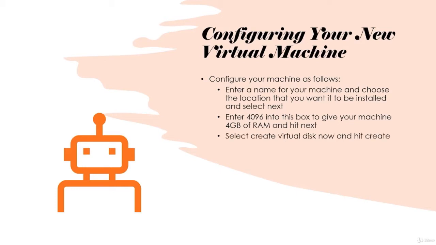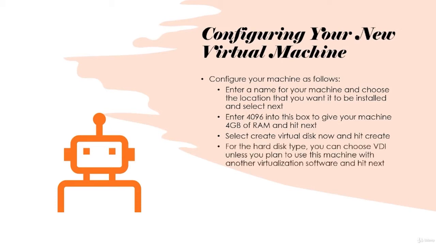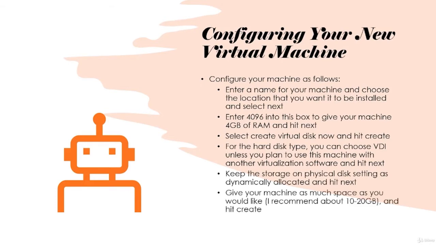You're also going to want to select create virtual disk now and hit create. For the hard disk type, you could choose VDI unless you plan to use it with another virtualization software like VMware Player or something. Keep the storage on physical disk setting as dynamically allocated and hit next. Then give your machine as much space as you like. Just about 10 to 20 gigs should be fine. And then hit create.